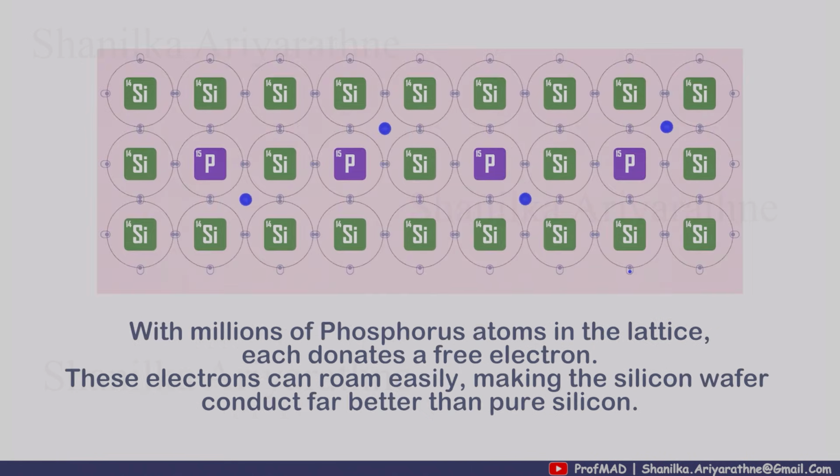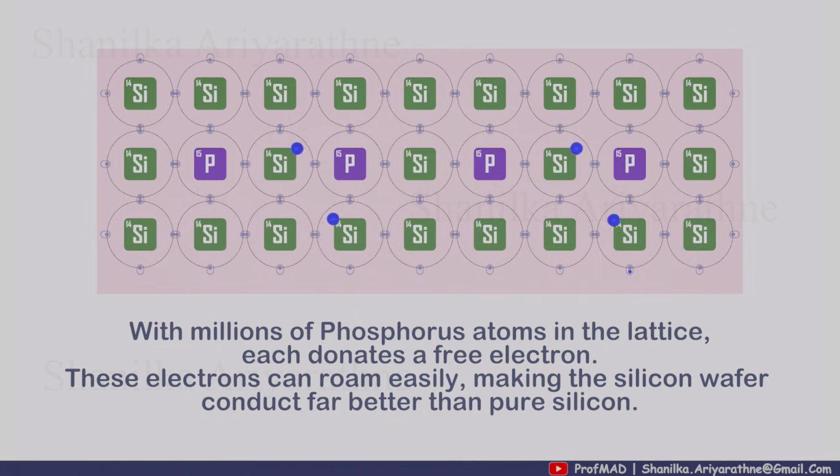Now imagine this happening across an entire silicon wafer with millions of phosphorus atoms scattered throughout the lattice. Each one contributes a free electron, and even without adding extra energy, these electrons are ready to move. The result is a silicon wafer that conducts electricity far more effectively than pure silicon. With just a tiny change at the atomic level, we've transformed nearly insulating silicon into a precisely controllable conductor.